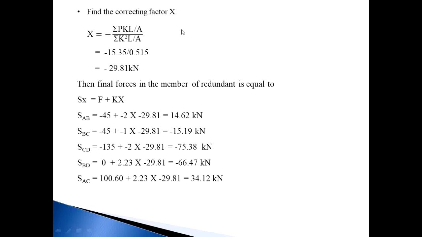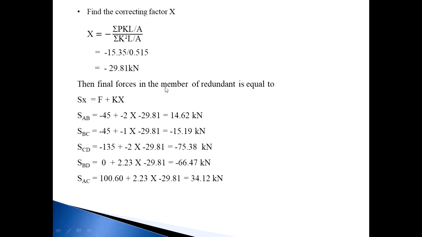Next, find the correcting factor X. For the correcting factor X, there is a formula, that is minus summation PKL by A divided by summation K square L by A. This PKL by A is 15.35 and this K square L by A is 0.515. So the value will be minus 29.81 kilonewton. This minus 29.81 is the correcting factor.